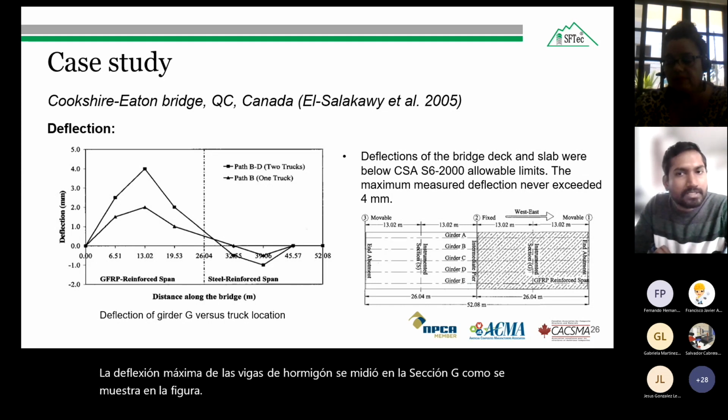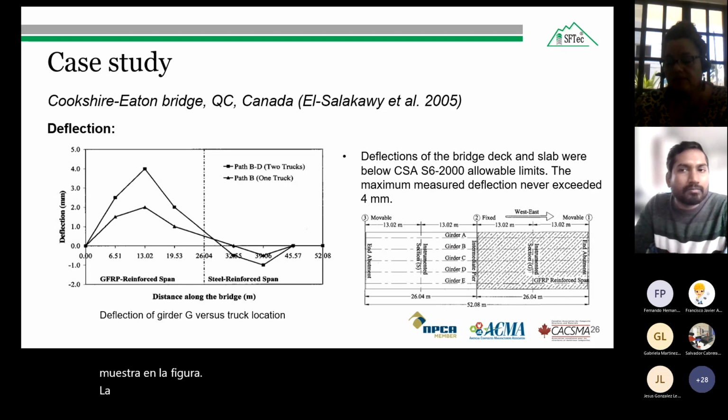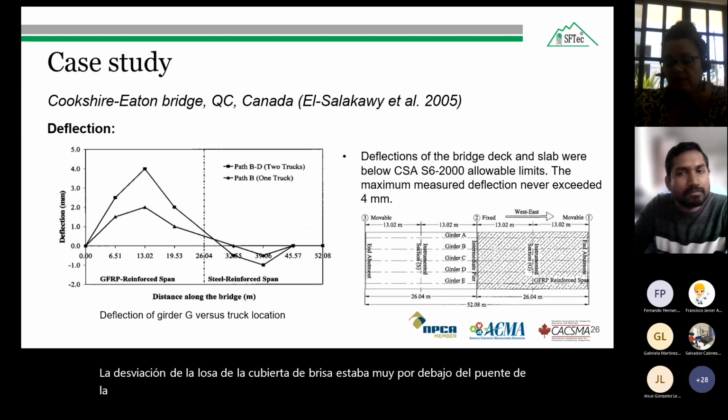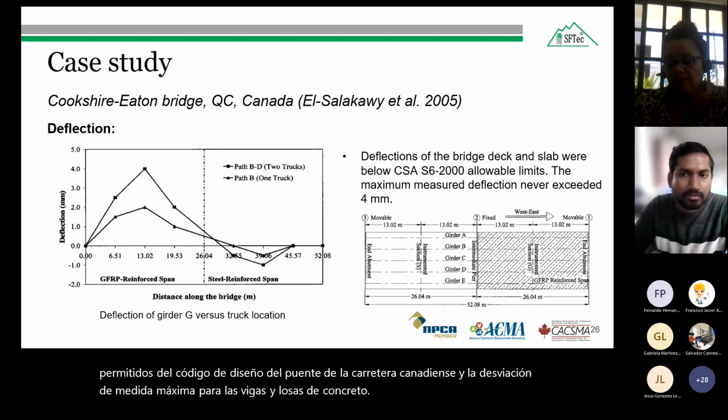The deflection of the bridge deck slab was well below the Canadian Highway Bridge Design Code allowable limits, and the maximum measured deflection for the concrete girders and slabs never exceeded 4 millimeters throughout the test.